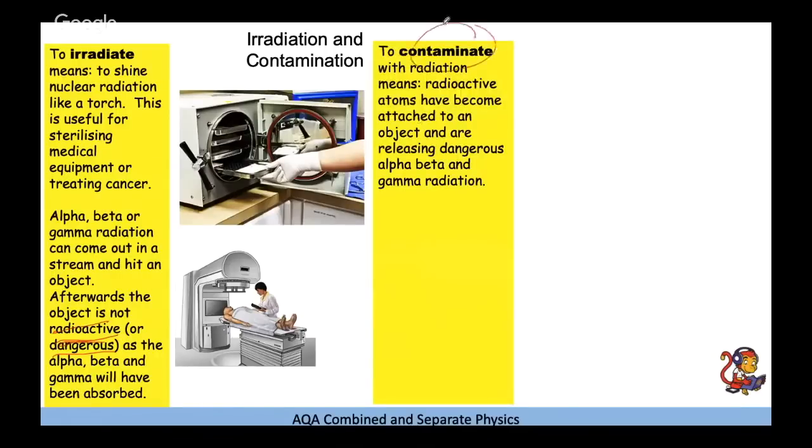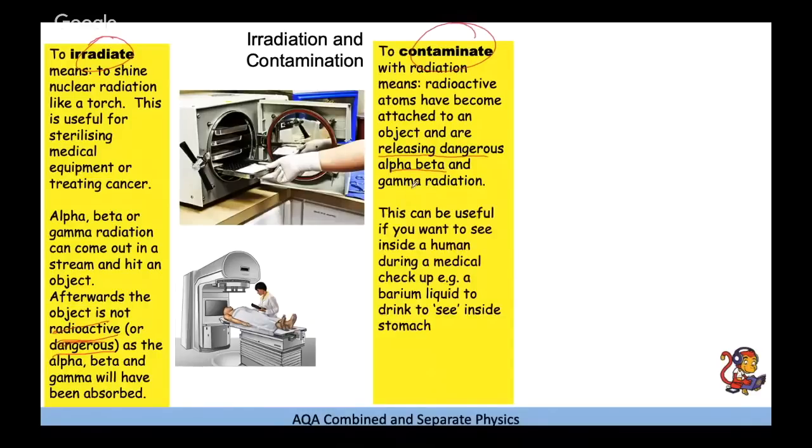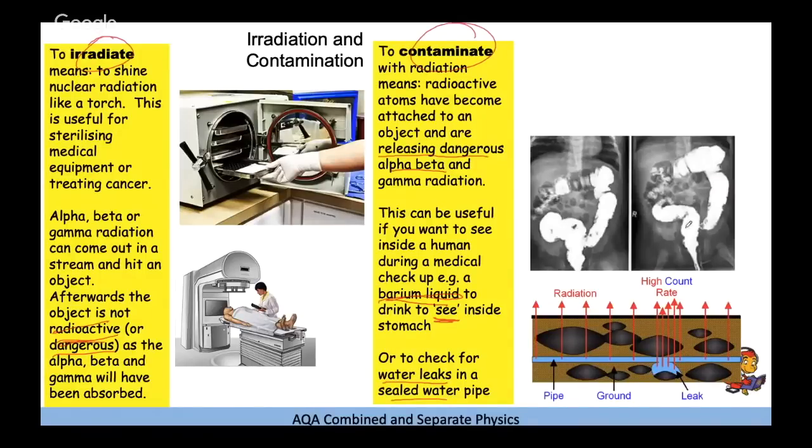So contamination is different. You need to know these definitions here. Contamination means when you get a radioactive source on you, radioactive atoms on you, attached to you, and then they can then release dangerous alpha, beta, and gamma. Now, this can be useful if you want to see inside a human during a medical checkup. So you might drink a barium liquid to be able to see inside the stomach, or maybe put some radioactive material through a water pipe to be able to look for leaks. So here is the inside of someone's intestine, having drunk a radioactive liquid. And here is some radioactive material going through a pipe to be able to detect leaks.